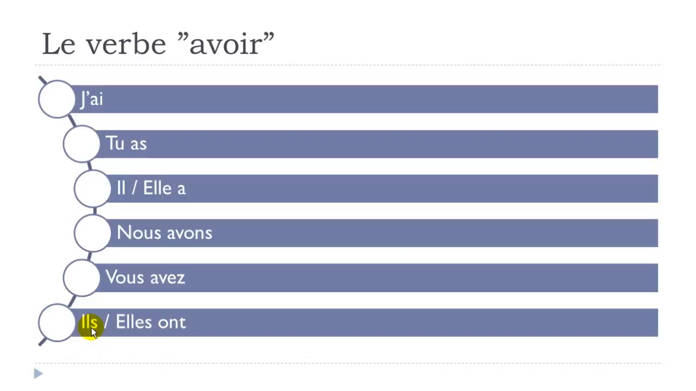Ils ont. And then the feminine form, elles ont. All right, let's see the whole thing one more time. J'ai, tu as, il a, elle a, nous avons, vous avez, ils ont, elles ont.